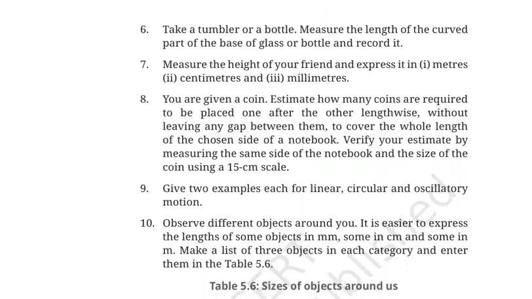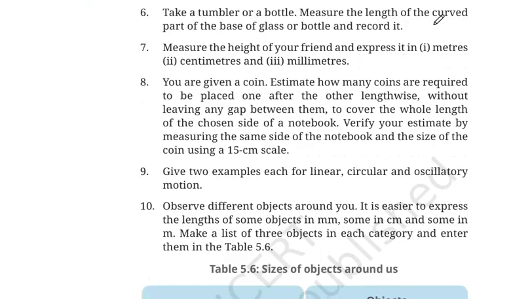All right. Now let us come to the next question. Question number 6. Take a tumbler or a bottle, measure the length of the curved part of the base of the glass or bottle and record it. Now, how are you going to measure the base or the curved part? Remember, I told you to measure the distance or length of the curved path of any surface or any object. What you need to do is either you take a flexible measuring tape. This is one way you can do it.